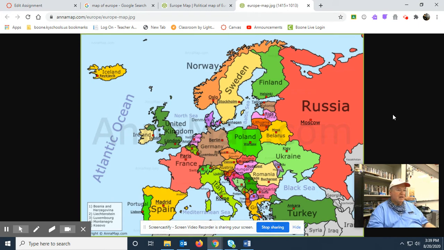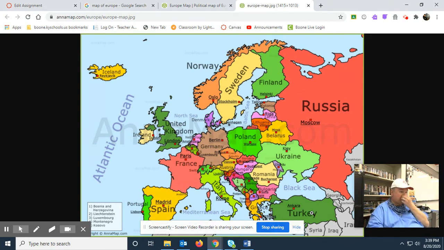Yes. You need to become familiar with a map of Europe. In the non-COVID days, our first two tests would have included maps of Europe. But now you look at this, notice what Europe includes. It includes everything from Turkey. Turkey is a European country.